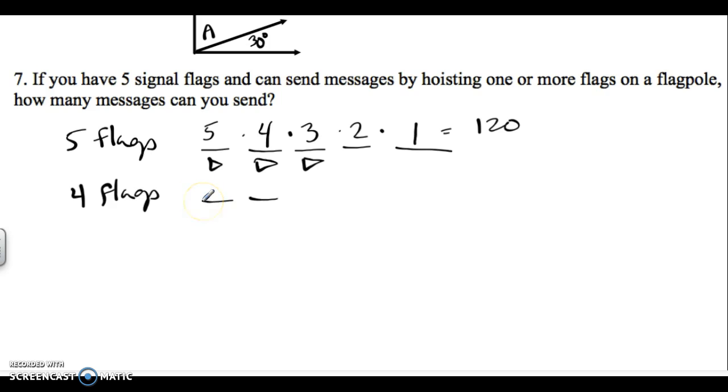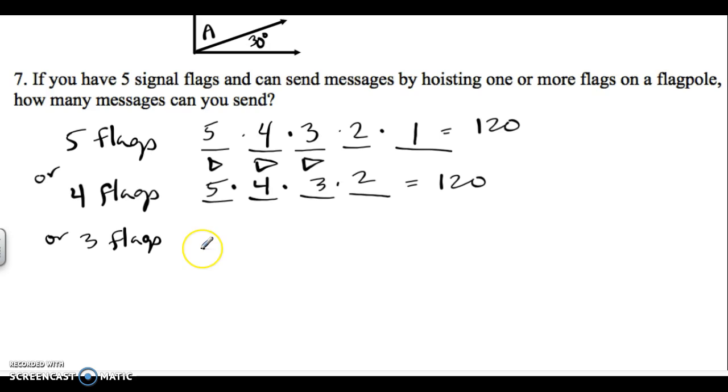If we do the same thing for 4 flags, then we have 1, 2, 3, 4. Again, we have 5 ways, then 4, then 3, then 2. So 5 times 4 times 3 times 2, that'll also be 120 ways. Or you can have 3 flags up. You don't need to have 5 or 4 flags up, you can have 3. So if you have 3 flags up, you have 5 options, then 4 options, then 3 options. So that gives us a total of 60 ways for having 3 flags up.